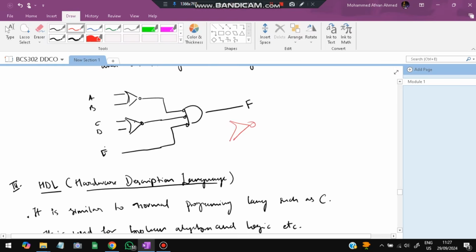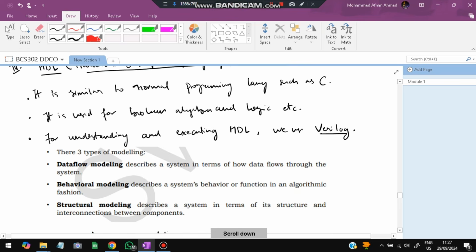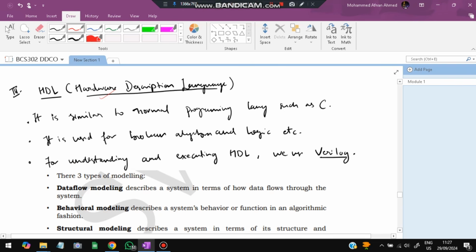Okay, next we have the last topic, which is the HDL, hardware description language. So what is HDL? It's similar to a normal programming language such as C, and it is used for Boolean algebra and logic. We'll be having this language for low level programming. So we have to understand and execute the HDL.